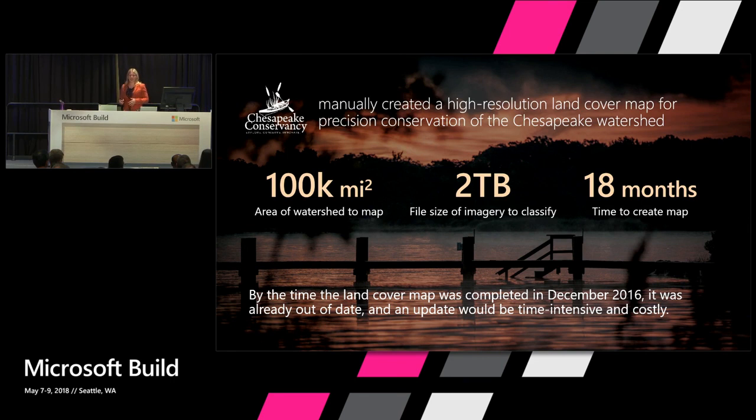So the Chesapeake Conservancy did some really amazing work here. They had put together, mapped over 100,000 square miles of imagery and hand labeled this to be able to create an awesome training set. And so this is over 2 gigabytes worth. It took them about 18 months. So a really impressive feat that they did.